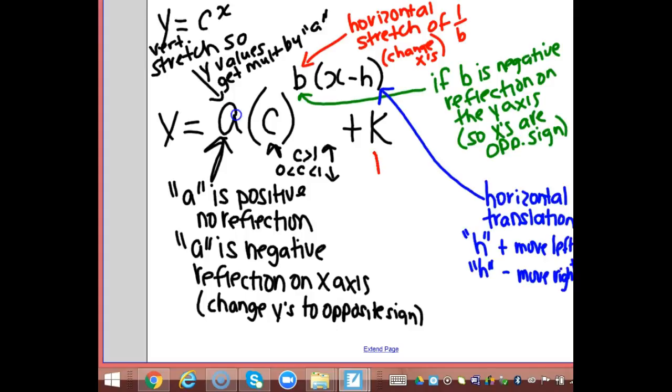And then the last one is a vertical translation of up or down. So if k is positive, you move up. If k is negative, you move down.